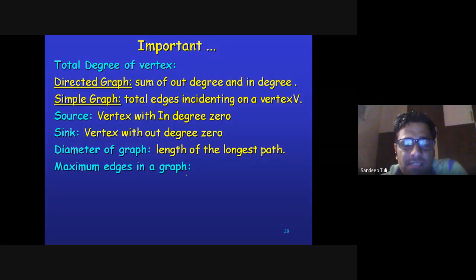Now, maximum edges in the graph. Some formulas I am going to discuss now. What could be the maximum number of edges in an n vertex graph which is undirected? यदि ग्राफ अनडायरेक्टेड है तो मैक्सिमम एजेस कितनी हो सकती हैं उस ग्राफ में n वर्टेक्स के साथ?